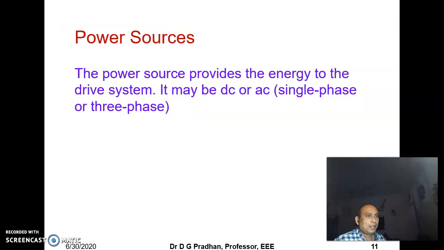Then we have the power sources. This is the input to the electric drive system. The sources may be AC or DC, it may be single phase AC or three phase AC, or the power source may be a DC supply. Depending upon the requirement, you can choose the type of the power source or power supply.